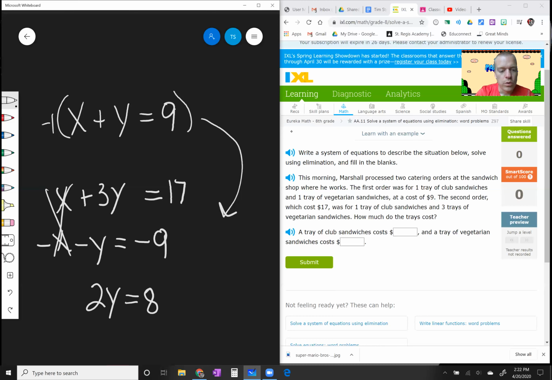Okay. Now it's just basic algebra, which we've been doing for a while. So divide this side by 2, divide this side by 2. My Y is going to be 4. Okay. So now I'm going to erase this now. Okay. So if you don't have this, make sure you get it down because I'm erasing the screen here.